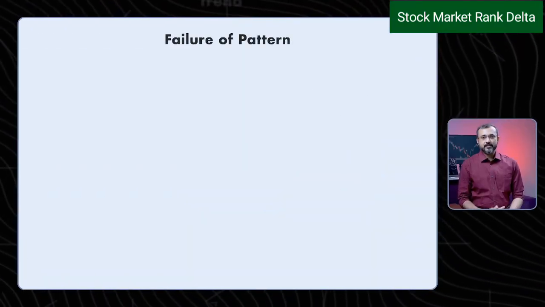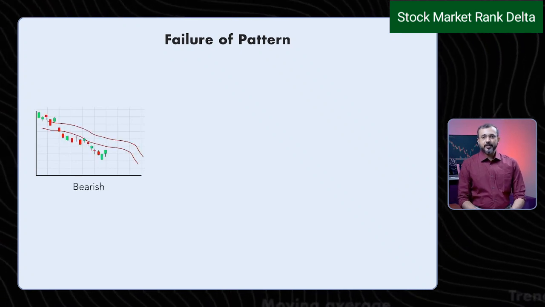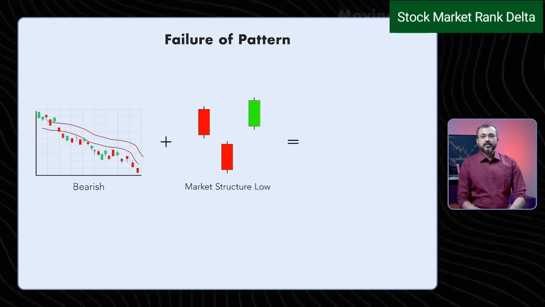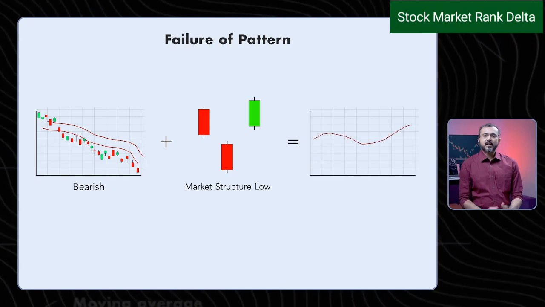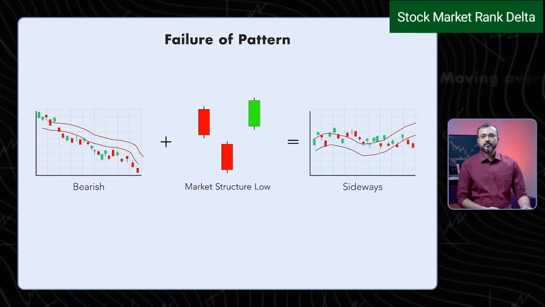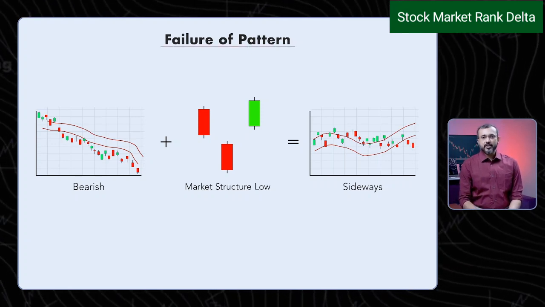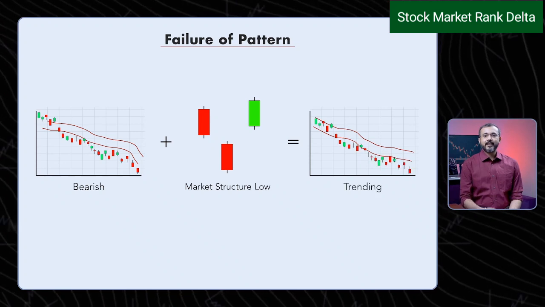Now, what if the market structure fails? That's our entry point, right? So if the market structure fails, what next? This is what we are going to understand now. A market structure failure is a very important message from the market. If the trend is bearish and we get a market structure low, that means the markets are sideways, because it's a bullish pattern but a bearish trend. In this case, failure of the market structure low will give us a trending move.